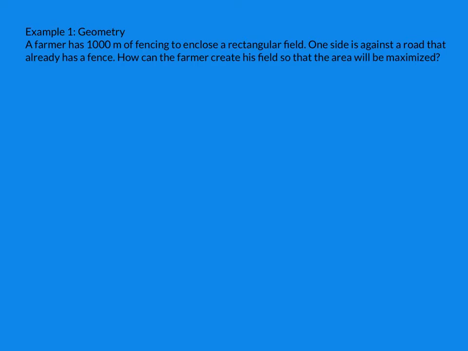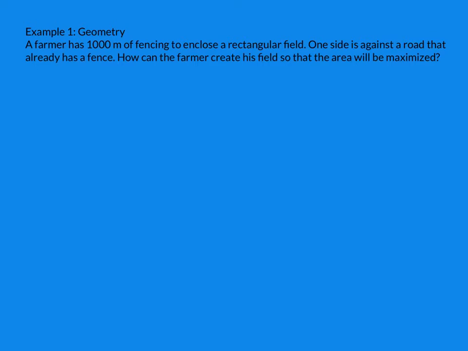One of the common types of questions we'll see with this type of optimization problem is using geometry. So we're going to do one of those today. A farmer has 1,000 meters of fencing to enclose a rectangular field. One side is against the road that already has a fence. How can the farmer create this field so that the area will be maximized?